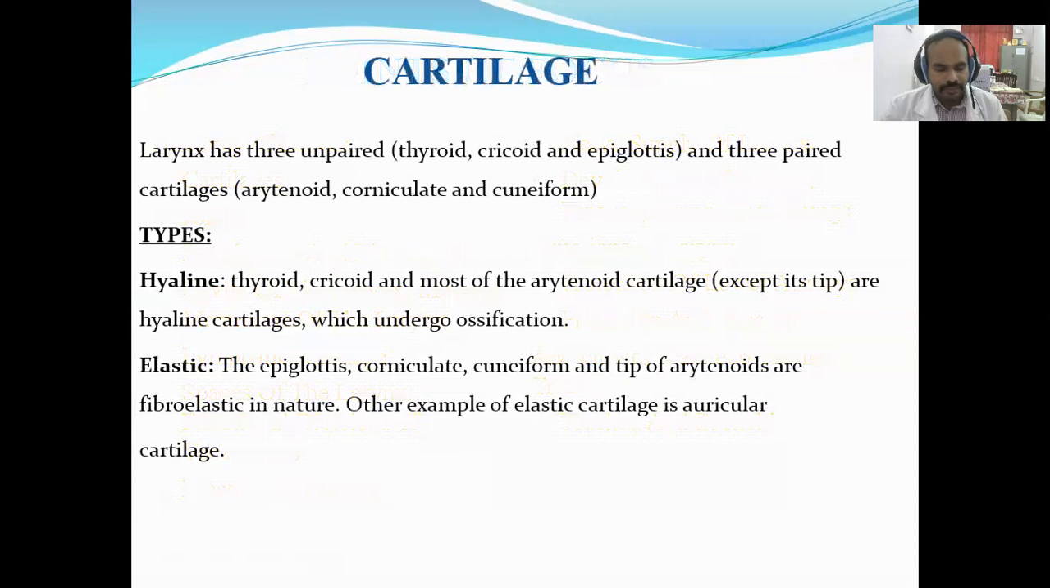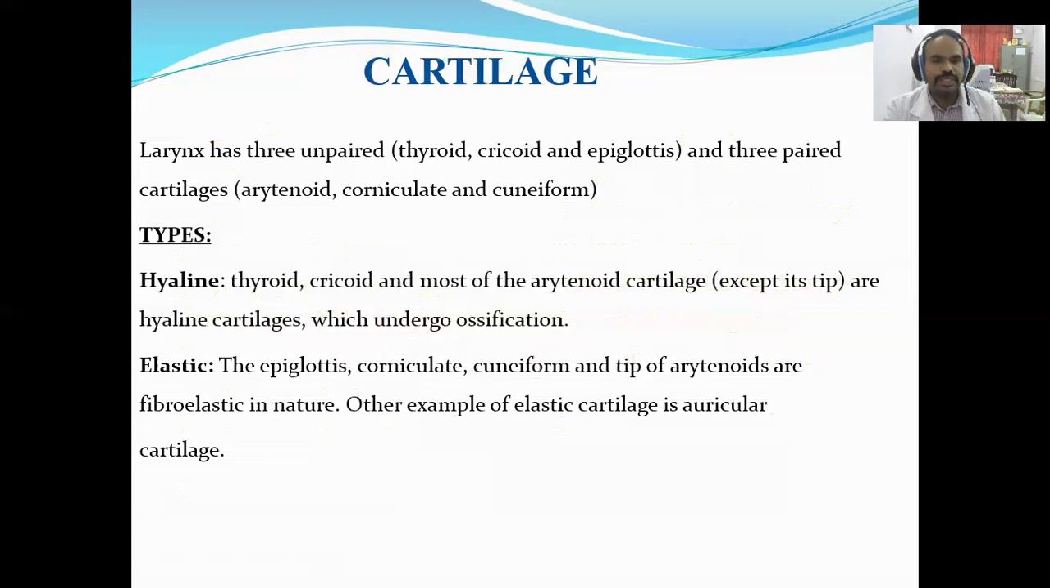So moving on further, the cartilages of the larynx. Larynx, as we said, is a fibrocartilaginous structure which has a few paired cartilages as well as a few unpaired cartilages. The unpaired cartilages of the larynx are three in number, namely thyroid cartilage, cricoid cartilage, as well as epiglottis. And we have three paired cartilages, namely arytenoid, corniculate, and cuneiform cartilages.